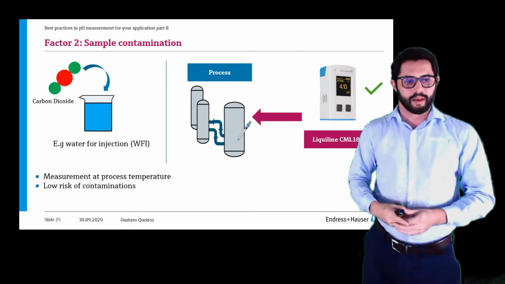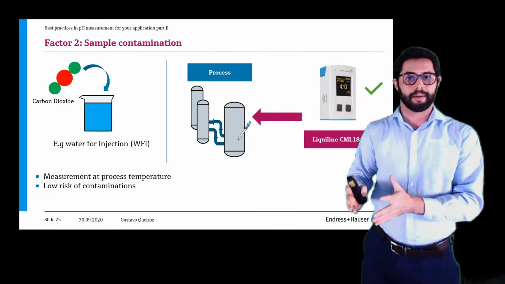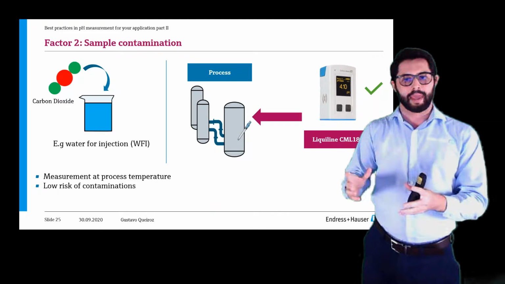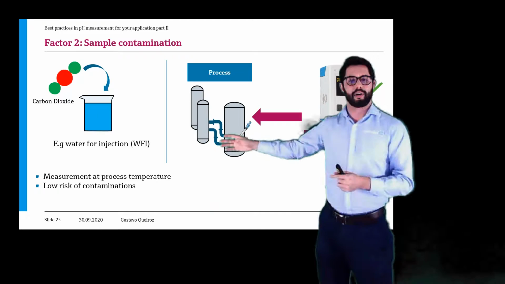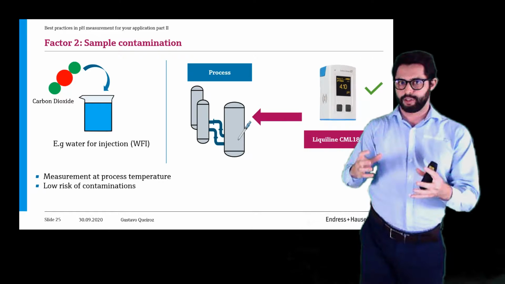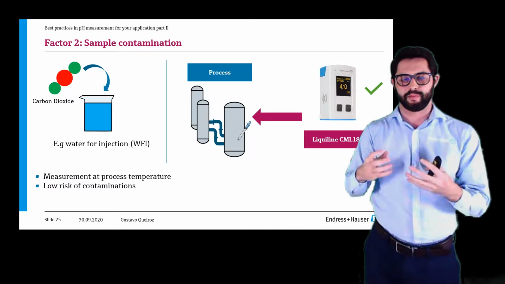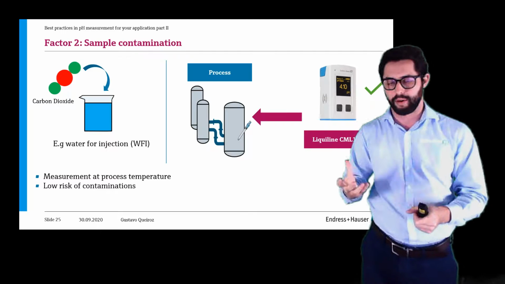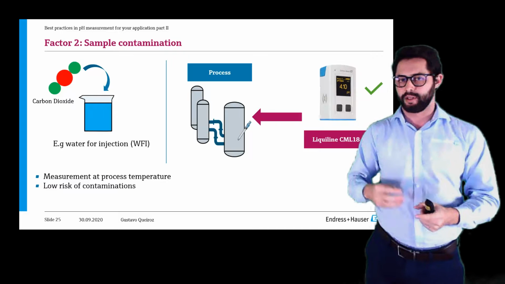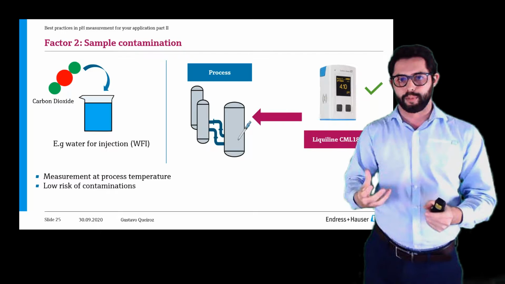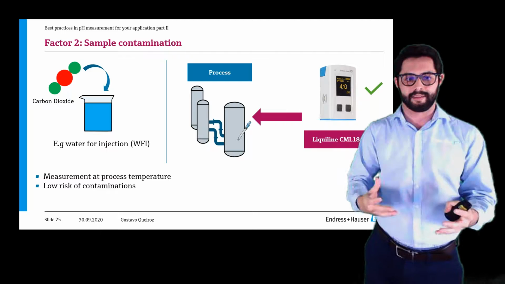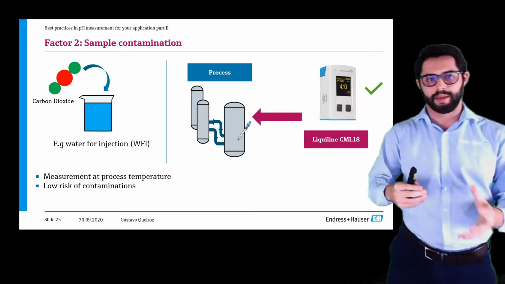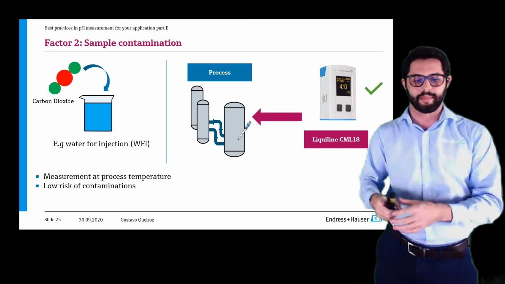Good. Factor number 2, that's the sample contamination. Depending on your sample characteristics, for example, water for injection is the kind of sample that is very easily prone to contamination, especially with carbon dioxide. If you breathe over water for injection, the carbon dioxide from your breathing will turn into carbonic acid, and it will lower the pH. So it's often a little bit hard for you to keep all of these things in mind.